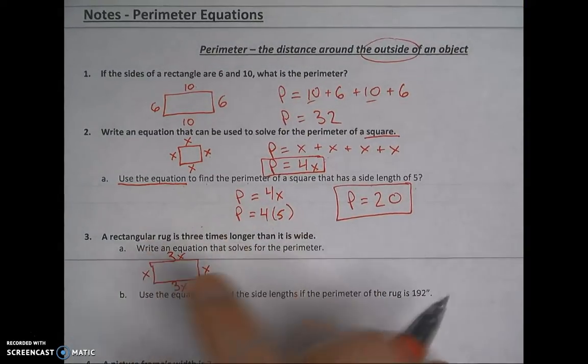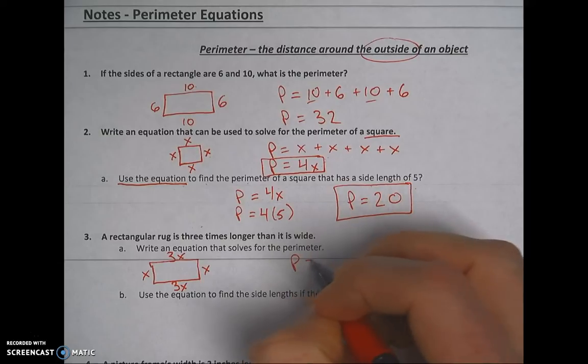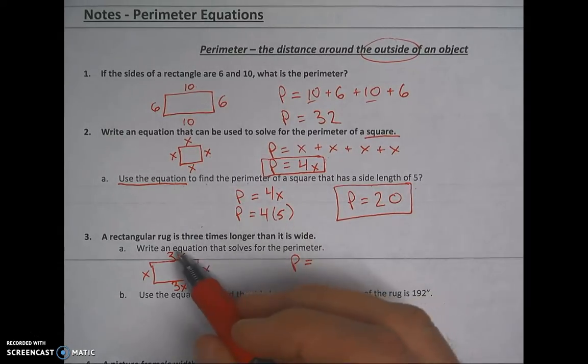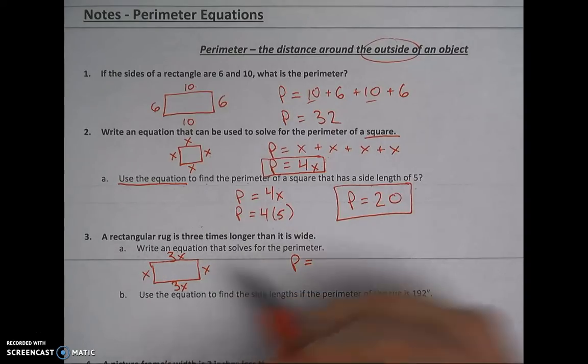So if I wanted to write an equation that represents the perimeter, perimeter again means you added up all the sides. So 3x plus 3x plus x.